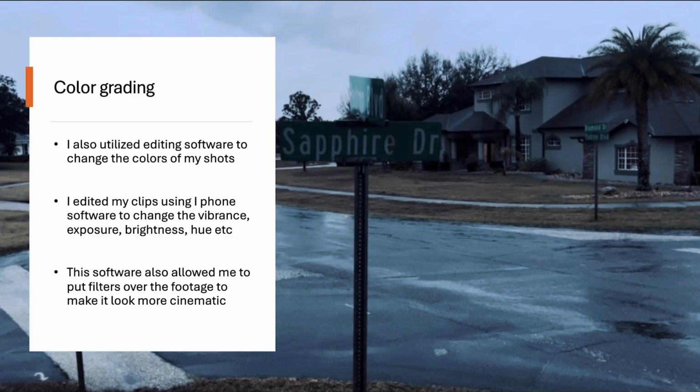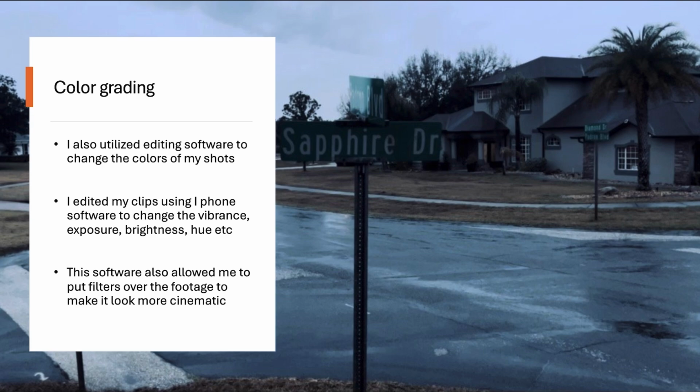And then for color grading, this was another form of editing that I used a lot in my project. I use color grading to change the colors of my shots to make it more cinematic. And I really only did this through the iPhone settings. I just went to my camera roll after I recorded the clips and hit edit. And then I changed the vibrance, exposure, brightness, all that kind of thing. I wanted all the clips to kind of look similar, so they had the same kind of vibe and the same tone.